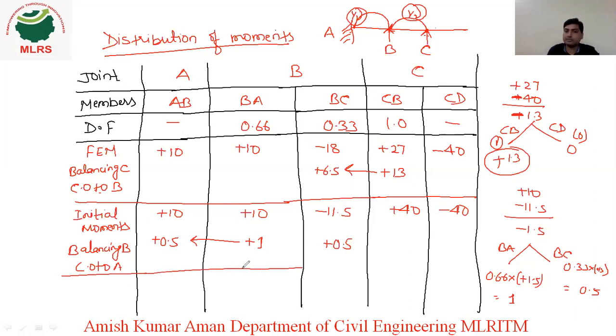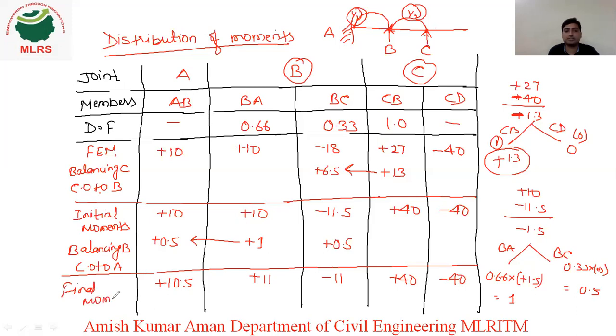Add them now again. This is minus 40 plus 40, minus 11.5 plus 0.5, that is minus 11. Here it will be plus 11, and here it is plus 10.5. Now if you see plus 11 minus 11 at the B joint, the net moment is 0, and at the C joint also the net moment is 0, which means our step is completed. This is your final moment. So we have calculated the final moments also.